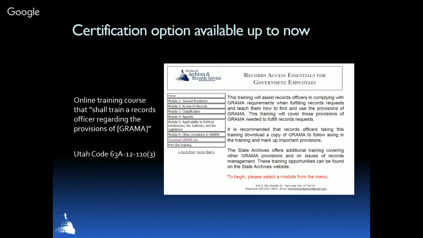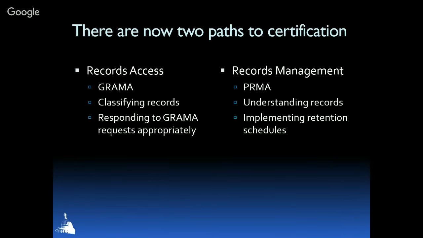Up to now, there has been one certification option: online materials and testing designed to educate records officers regarding records access and the provisions of GRAMA. If you've taken the test, you have seen this screen before. There are new paths to certification: a training that focuses on records access and a training that focuses on records management. Both certification tests will be available to every records officer, and they are both online right now.